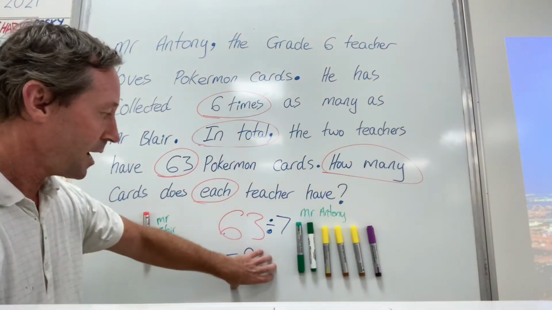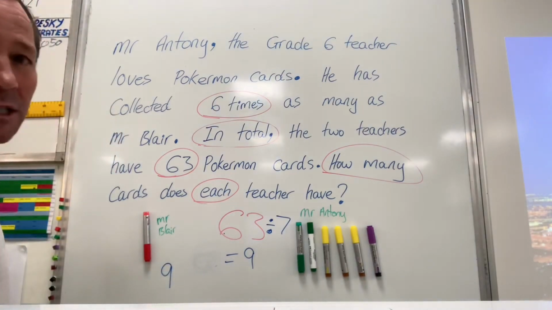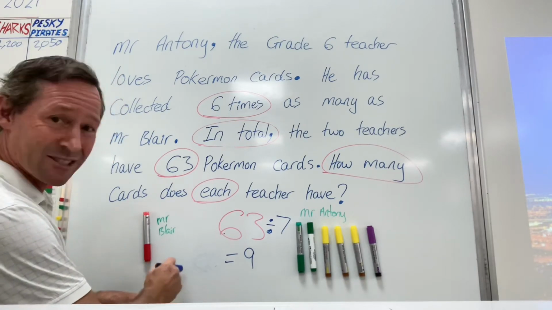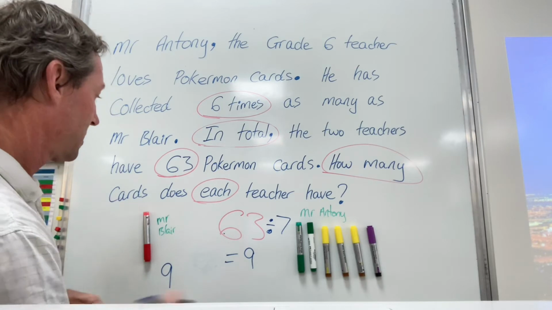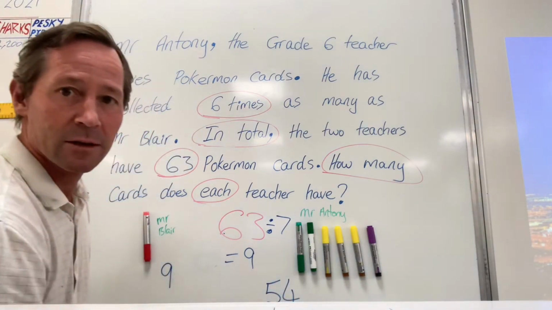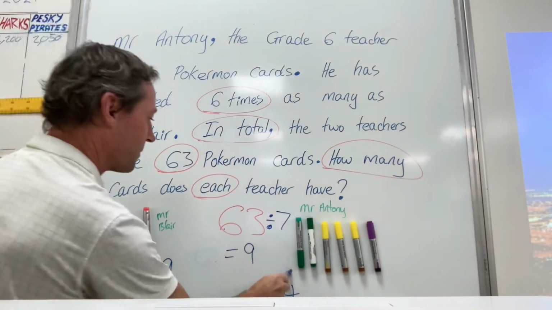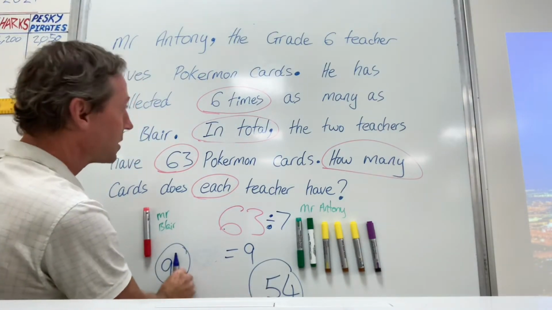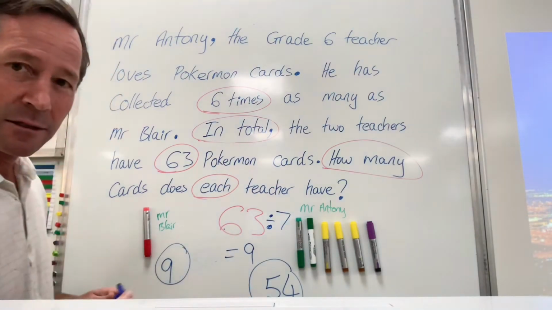So if I have 9 Pokemon cards, Mr. Anthony has 6 times as many as Mr. Blair. So 6 times 9 would be 54. So Mr. Anthony has 54. I have 9. If I plus them together, 54 plus 9 should give me 63. So that's the way you do it.